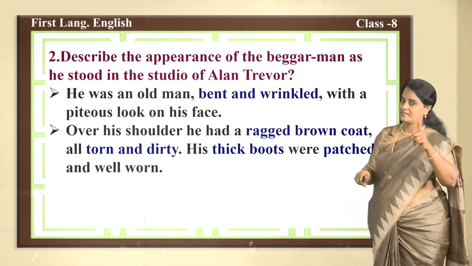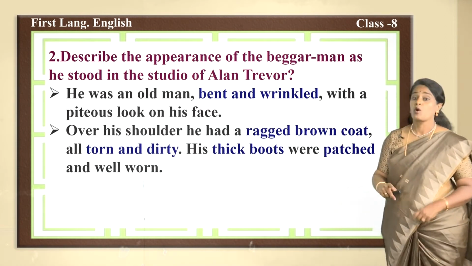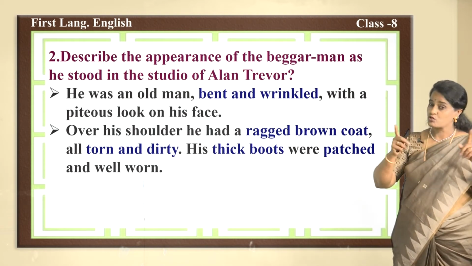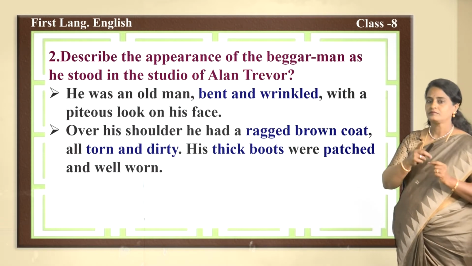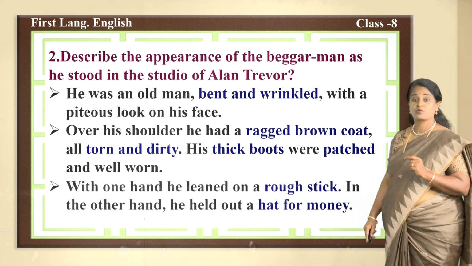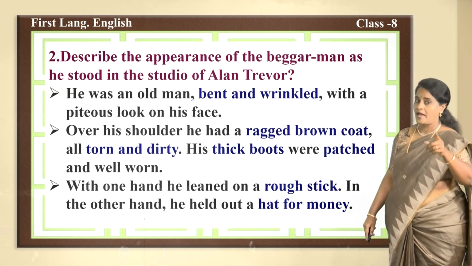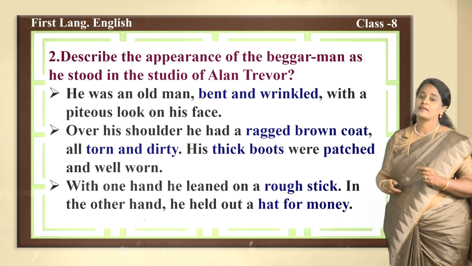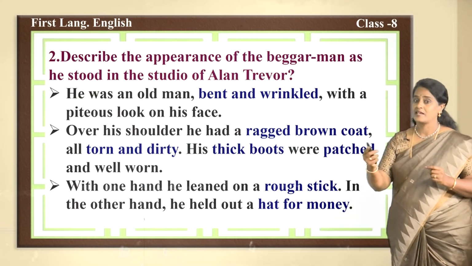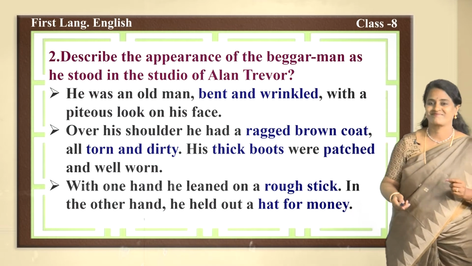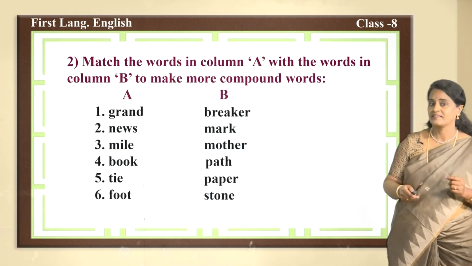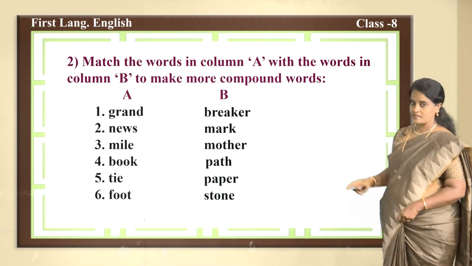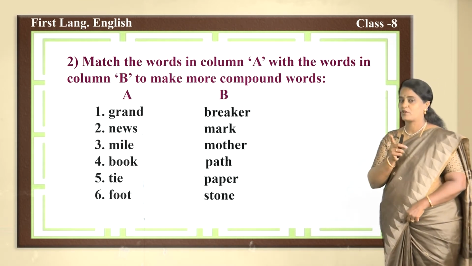Have you written? And the next one is, over his shoulder, he had a ragged brown coat, which was torn and dirty. His thick boots were patched, and well worn as well. And in one hand he held a rough stick, and in the other hand he held a hat. He held a hat out for money. Yes, children? And match the following related to compound words. Shall I give you the answer? Will you cross check it?